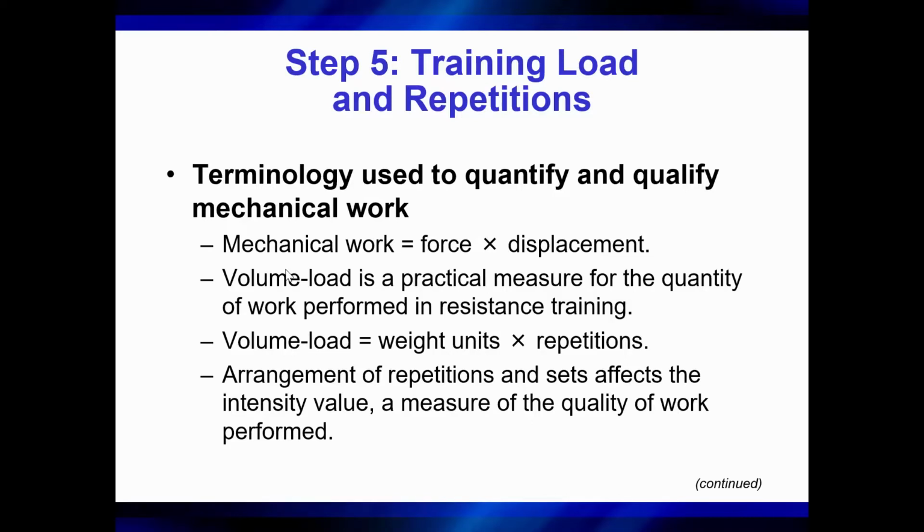Now, you can arrange repetitions and sets, and that affects the intensity value, which is a measure of the quality of work performed. So 10 sets of 3 versus 3 sets of 10. If I do 3 sets of 10, I am getting the same overall workload, but by changing the 3 sets of 10 to 10 sets of 3, my first 3 repetitions are going to be the most powerful and fast. I'm getting a different quality, even though my volume load is the same. 3 sets of 10 would be more hypertrophy. 10 sets of 3 would be more power.